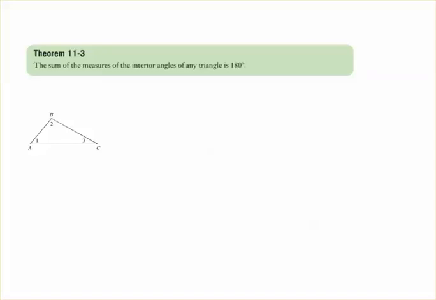All right, more vocabulary for us. Here we're talking about triangles, and you may or may not be familiar with this, but we have a theorem that says the sum of the measures of the interior angles of any triangle is 180 degrees. Meaning that if I were to add up all three of these interior angles, angle 1 plus angle 2 plus angle 3 should always add up to be 180 degrees no matter what.